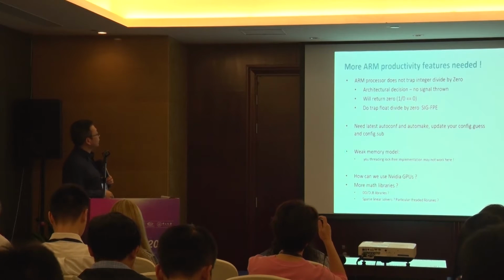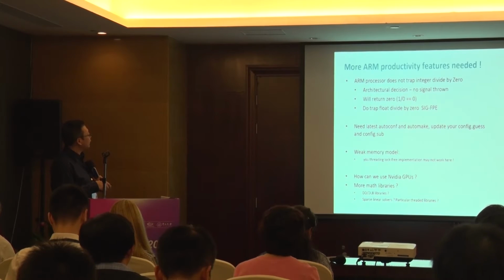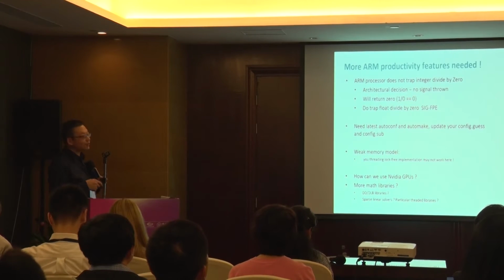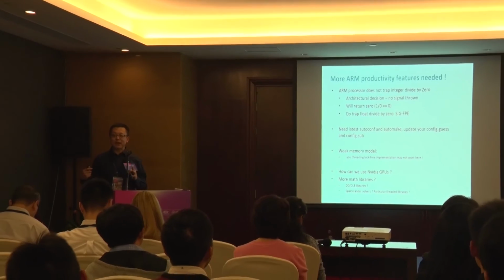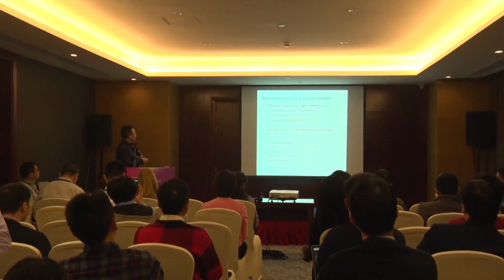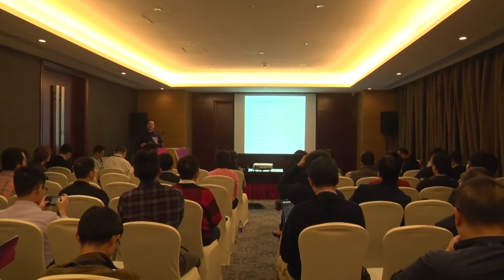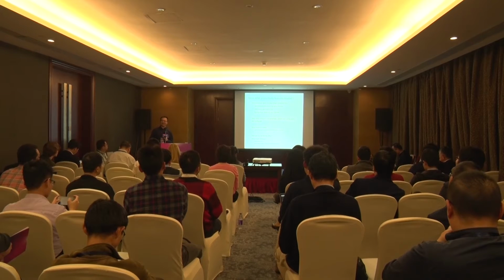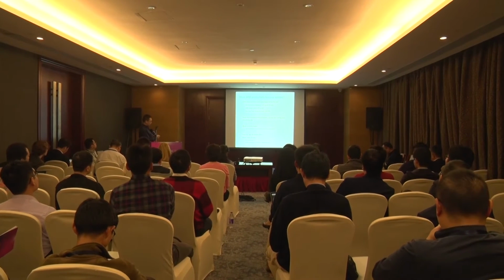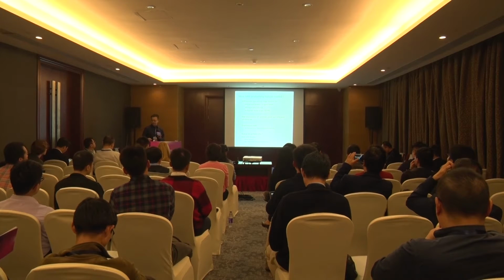Another thing is that the ARM processor does not trap on integer divide by 0. Sometimes when we develop, you can just get a result like 1 divided by 0 equals 0. This is a major thing because it is hard to debug everything. When you want to debug the program, you do trap for floats, so that's a good thing.